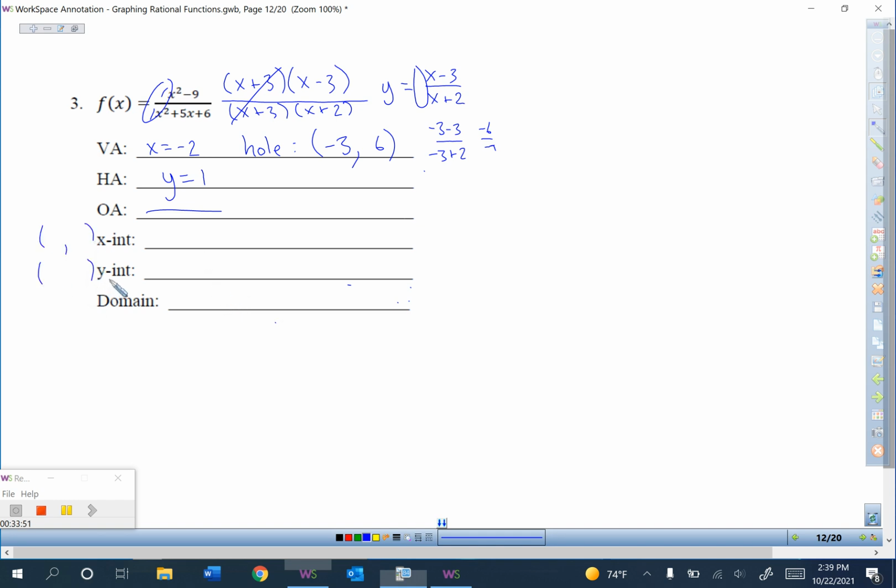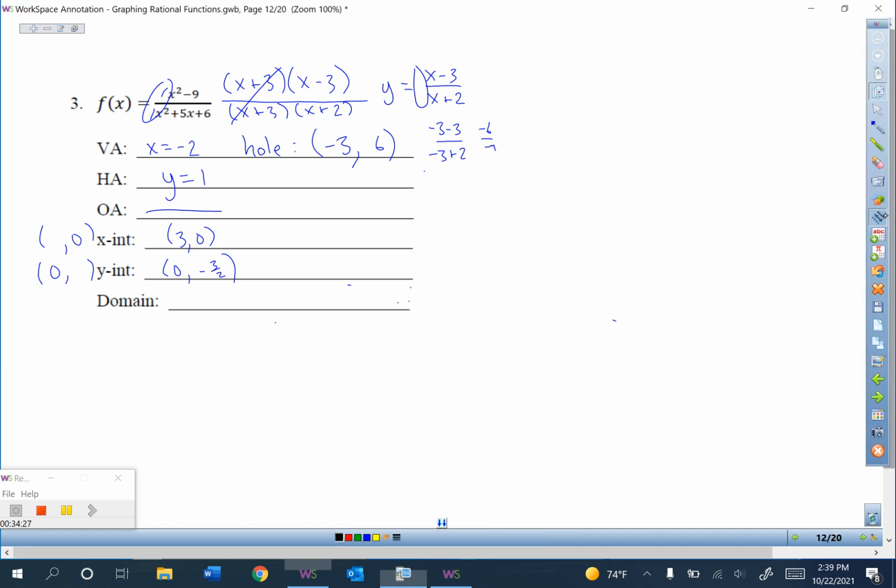X-intercept and y-intercept. We're just plugging in 0 for y on the first one and 0 for x on the second one. Pause the video and take care of those for me. We should have had 3, 0 for the first one and negative 3 halves for the second one. Just by setting the numerator equal to 0 for that one, and x equal to 0 for the second one.